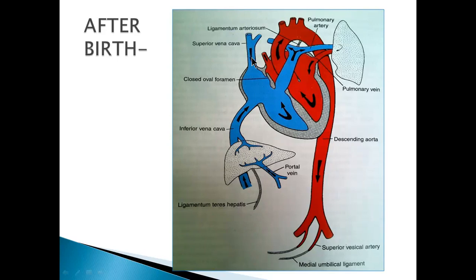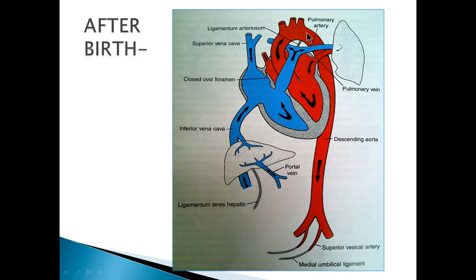From above comes the superior vena cava draining the upper extremity and the head and neck region. From here the blood will go to the right ventricle. The deoxygenated blood will then enter the pulmonary trunk to go to both lungs by the right and left pulmonary arteries. Here you see that there is no ductus arteriosus. What remains is the ligamentum arteriosum. As the lungs are functioning now, oxygenated blood will come here, and from the left atrium it will go to the left ventricle.